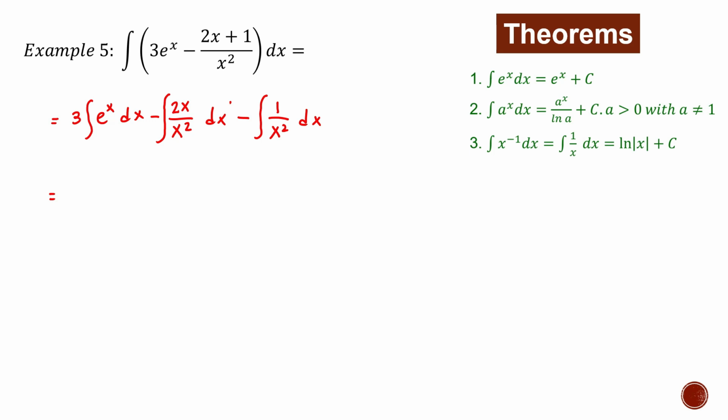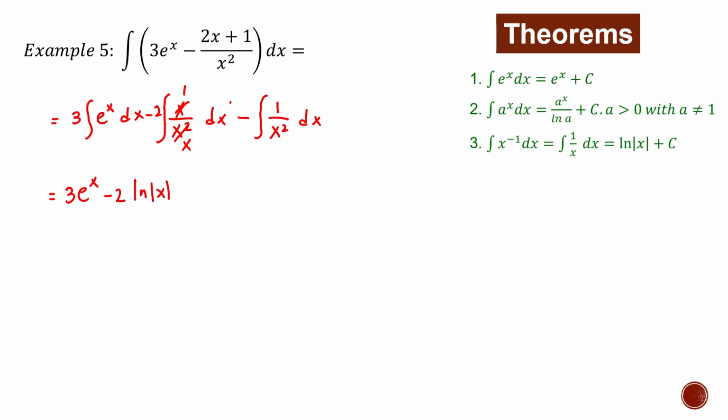So first, let's integrate this first term. That will just be equal to 3 e raised to x. Nothing's gonna change there. Now, I forgot to put out that 2, but anyways, that will be fine. Let me just fix that. There you go. So x over x squared, we can simplify this and cancel 1 x. This is 1 over x. And as you can see, we can use the third theorem. So this will just be negative 2, that 2 outside, 1 over x is ln of absolute value of x.